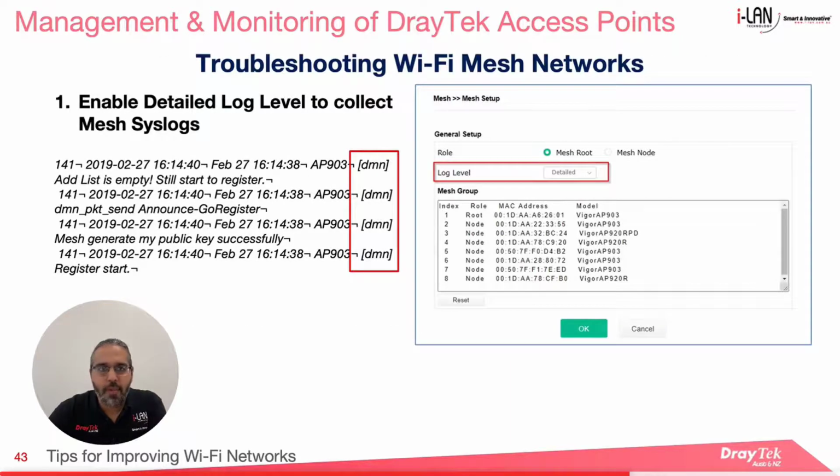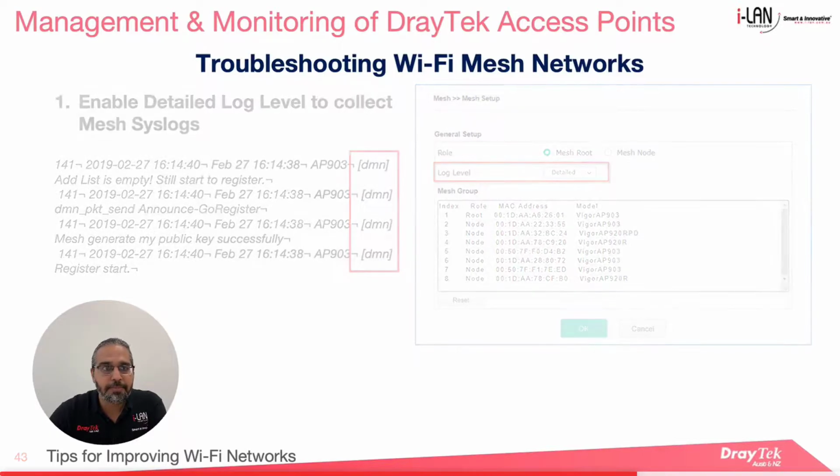When setting up Wi-Fi mesh networks, you sometimes can encounter some difficulties. The first step is to enable the detail log and check the syslogs. You should see connection logs with DMN prefix.